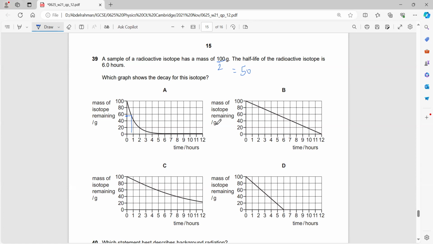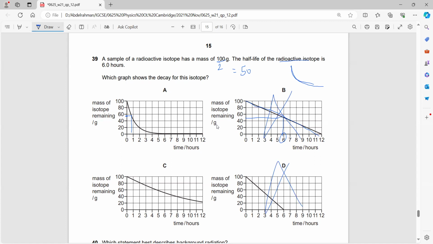Someone's saying B. Let's check B. After 50, it should reach around 6 hours, maybe less than 6 hours. Is this a graph of a decay, a radioactive isotope? No, it's not. We all know that the graph of the decay should be something like this. It's decreasing, so it cannot be a constant slope. It can never be a constant slope.